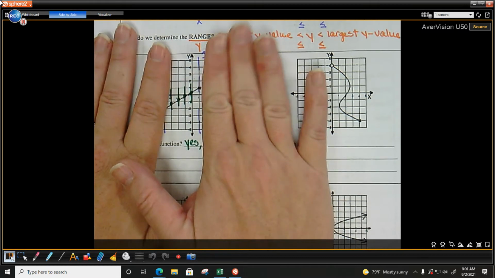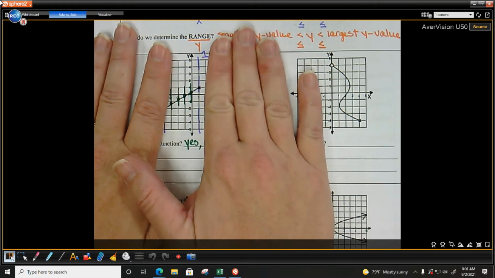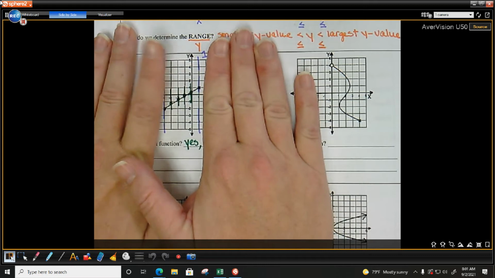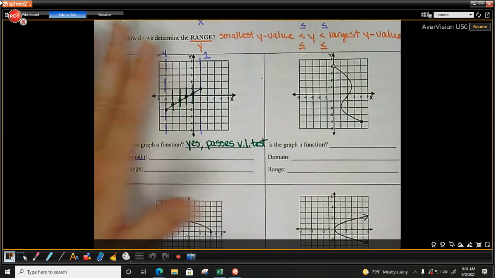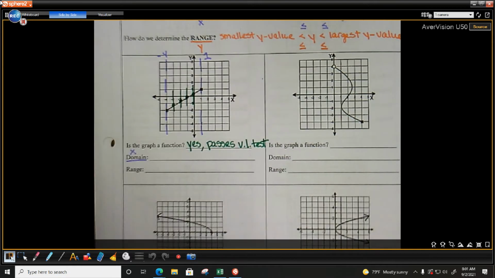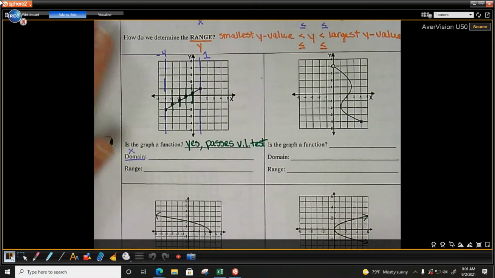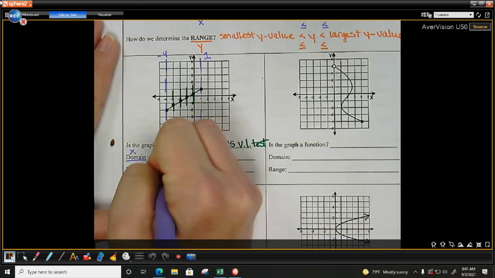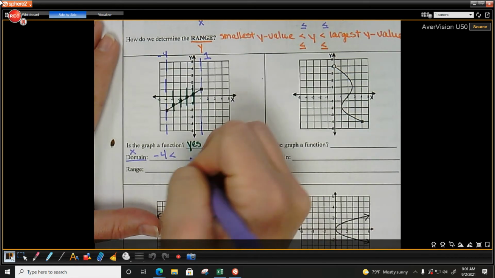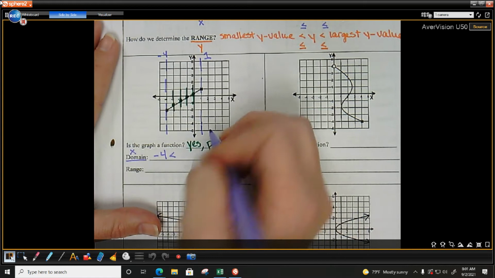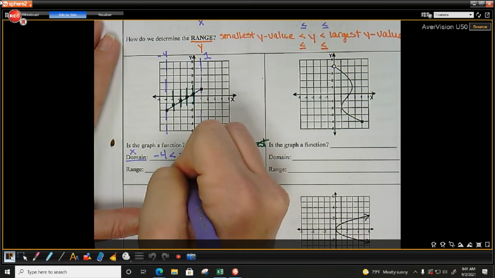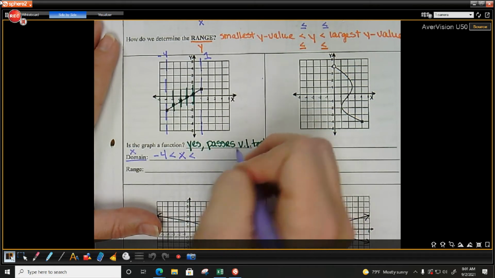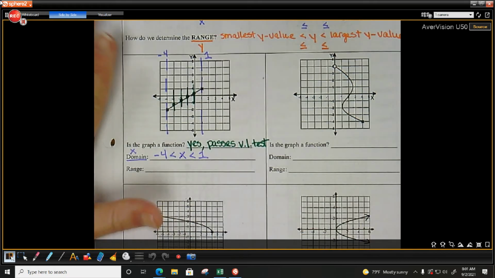Okay, so now that I know my starting value, my small value, and my ending value, my large value, we're ready to write our inequality for our domain. Again, we always go small to big. Negative 4 is less than, what variable do we use if we're doing domain? x less than, what's the large one? 1. Okay, so that's saying all of my x's are in between negative 4 and 1.